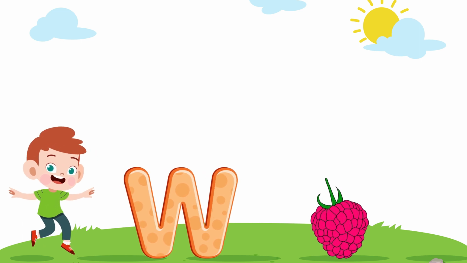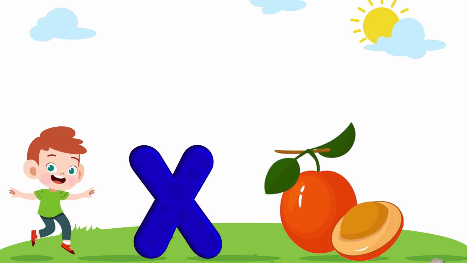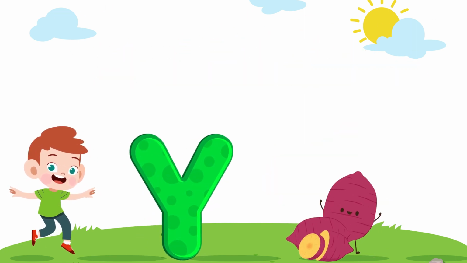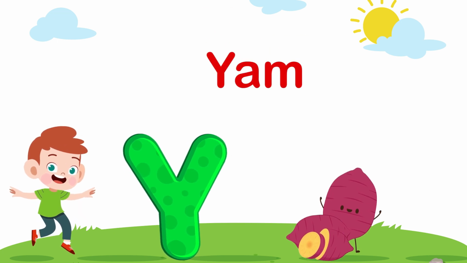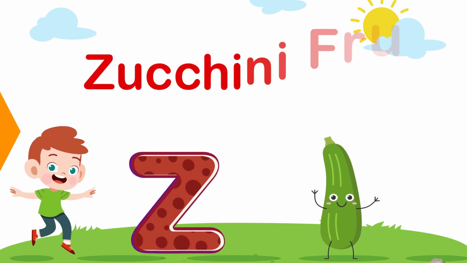W is for Wineberries. X is for Xigua. Y is Yam. Z is for Zucchini Fruit.